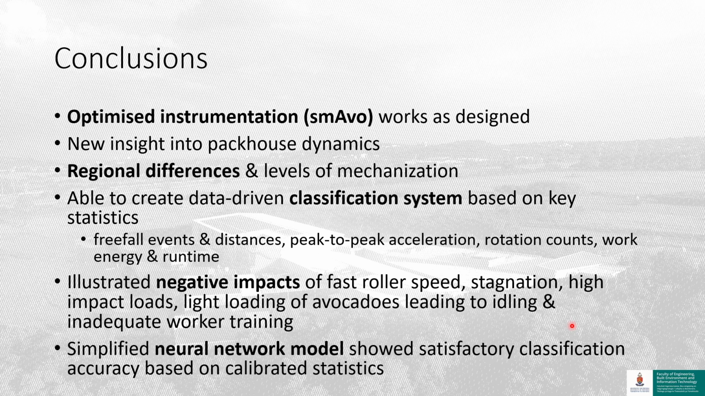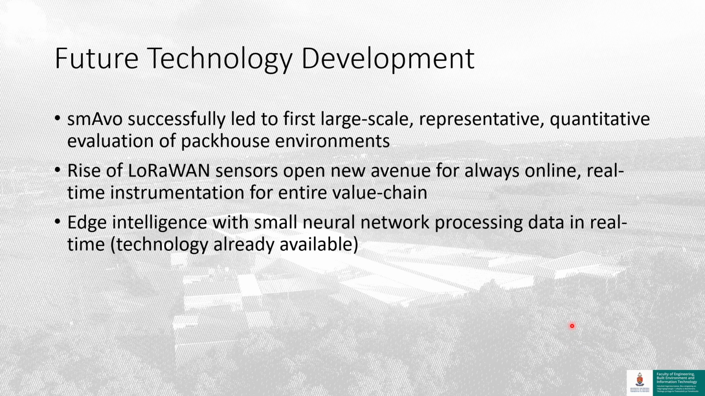We could show where there are some of the negative impacts around things like the fast roller speeds and stagnation and so on. And this also provided us in the end with the neural network model that can assist in a more automated classification process in future. In terms of what do we now think, what is the future technology development around this? The SMAVOs successfully provided us with this first large-scale representative quantitative evaluation.